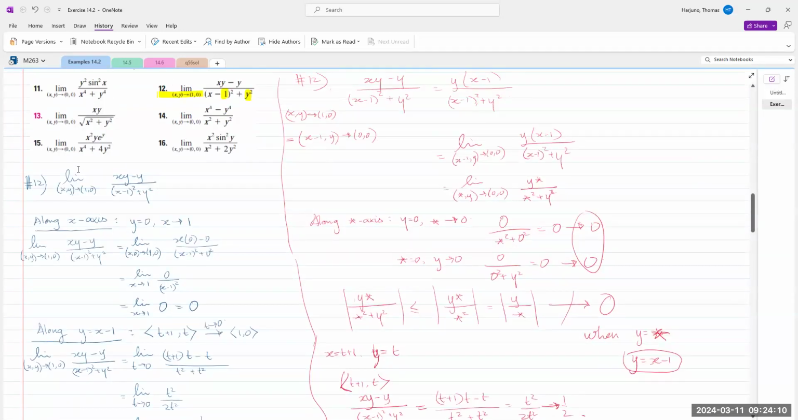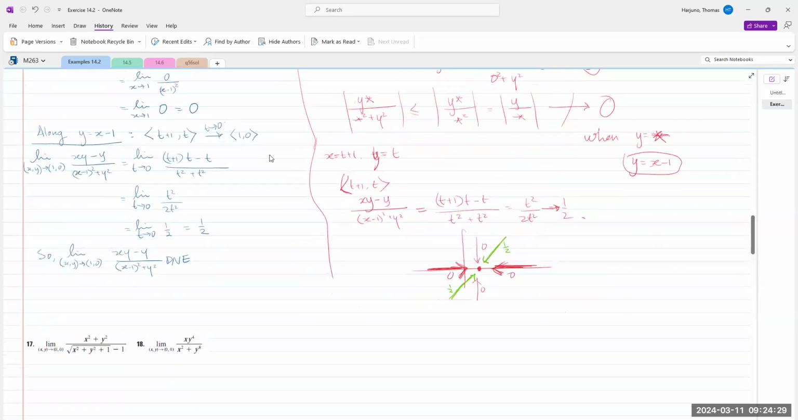How about number 14? I think number 14 is easy. Just do factoring, right? You do factorization on the top. You will see the limit goes to 0. Now, how about number 16? x squared sine squared y. Number 16.